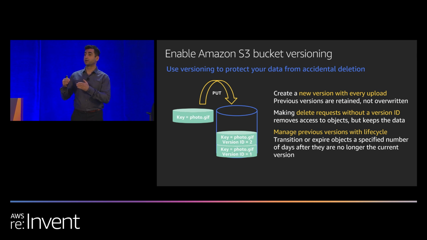Now, if you delete an object in a version-enabled bucket, S3 will not permanently remove that object. Instead, S3 will insert a delete marker, which becomes the current version of that object. And if S3 receives a GET request for that object that has a delete marker, it will return a 404 not found error in response. Now, you could always restore or delete any version of an object simply by specifying the version ID in your request.